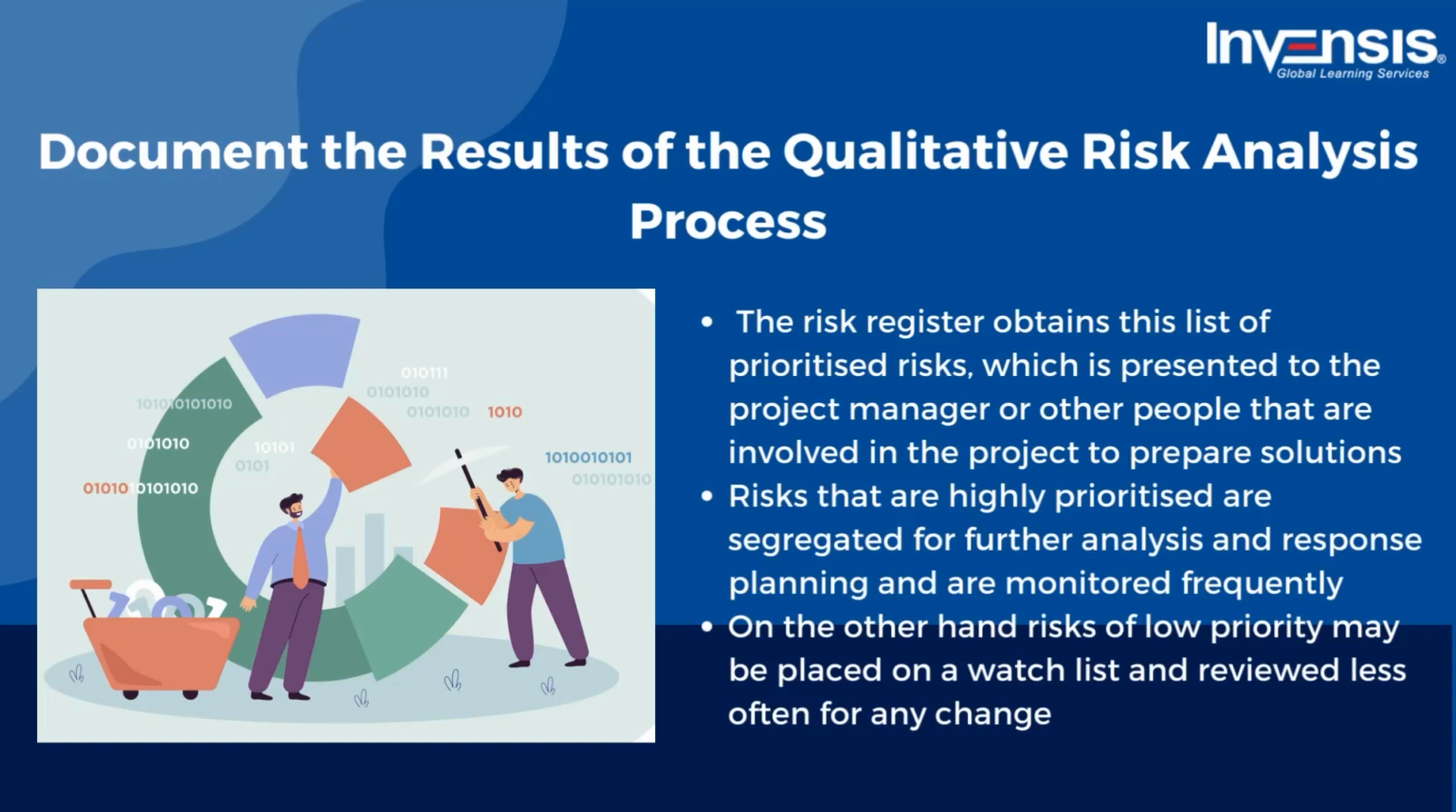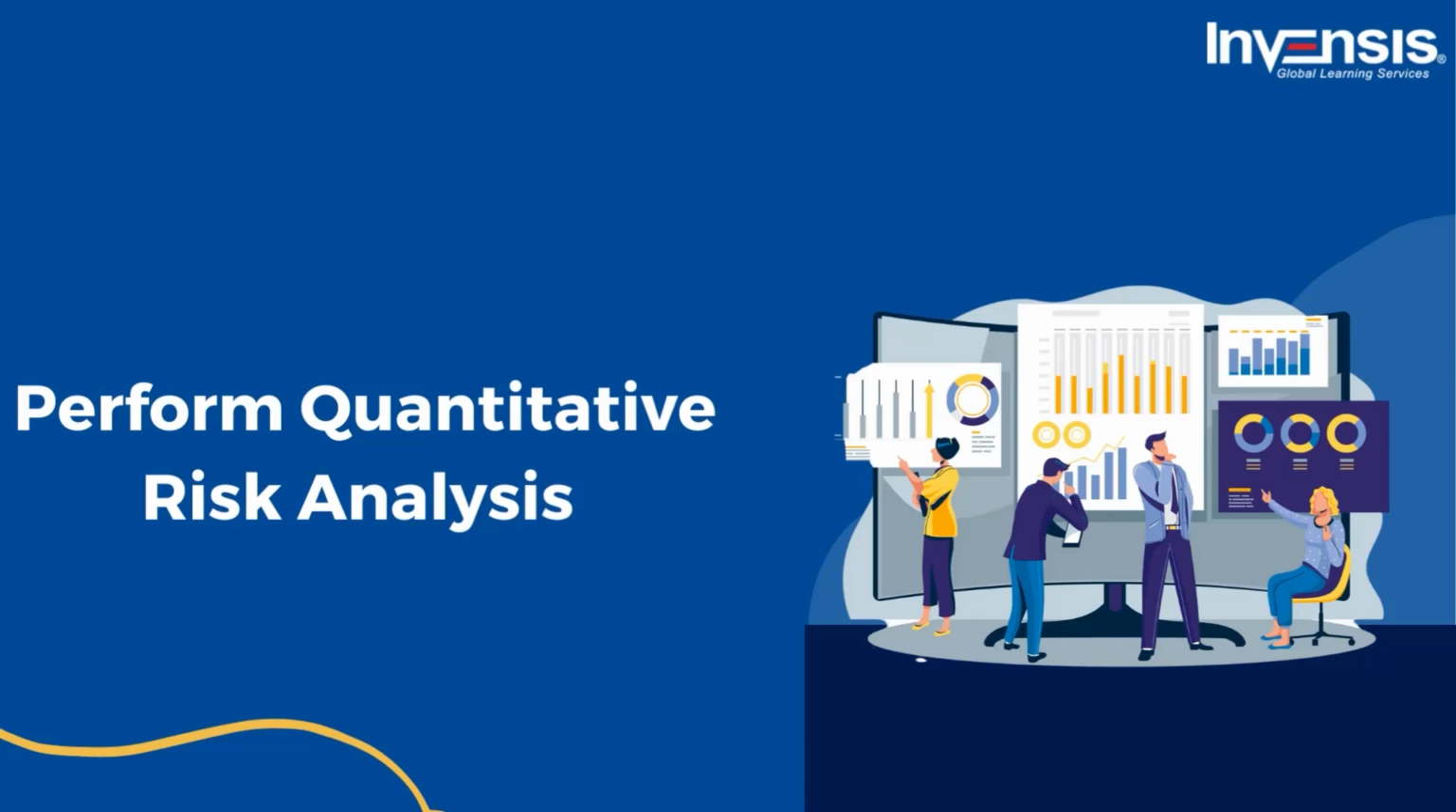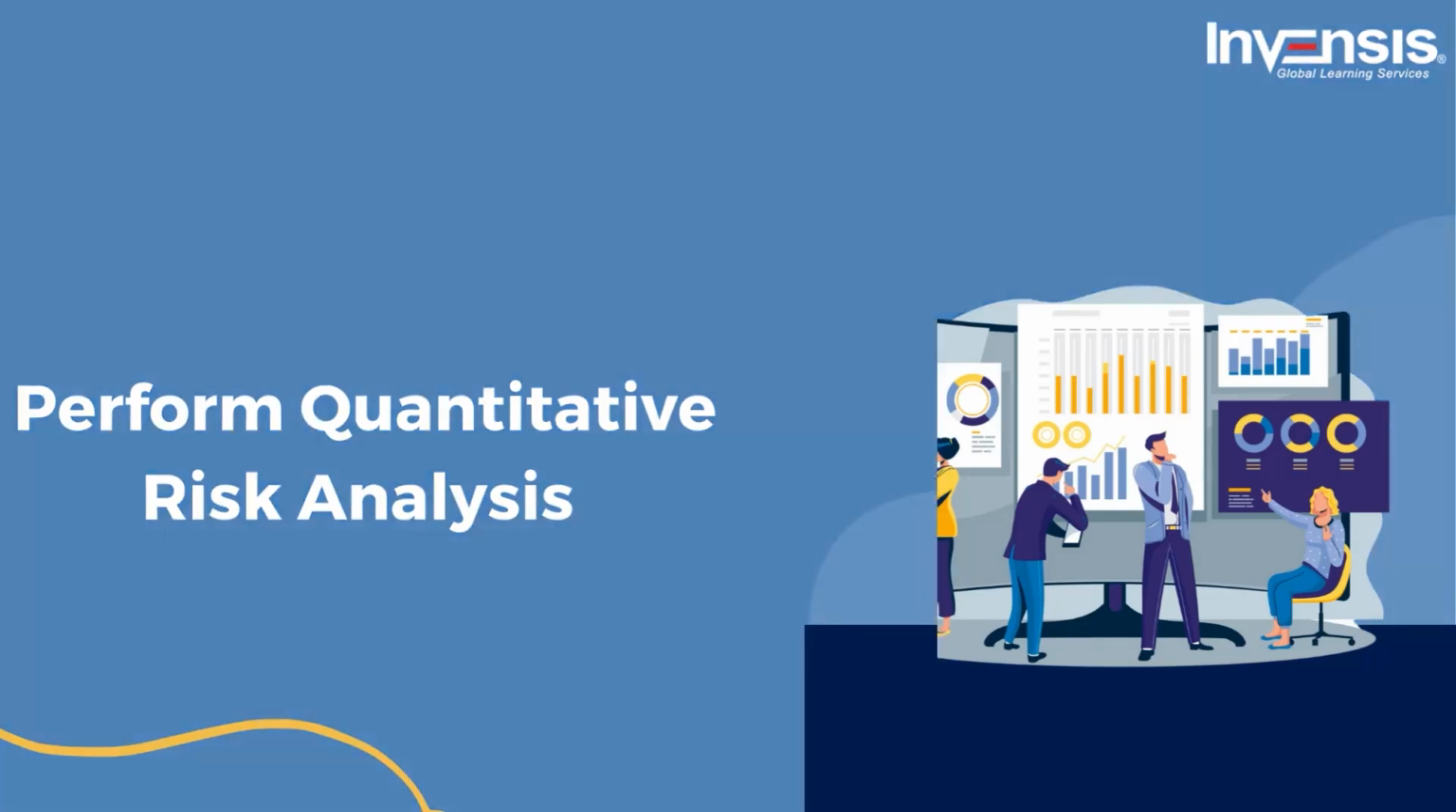Risks that are highly prioritized are segregated for further analysis and response planning and are monitored frequently. On the other hand, risks of low priority may be placed on a watch list and reviewed less often for any change. The next process is to perform quantitative risk analysis.